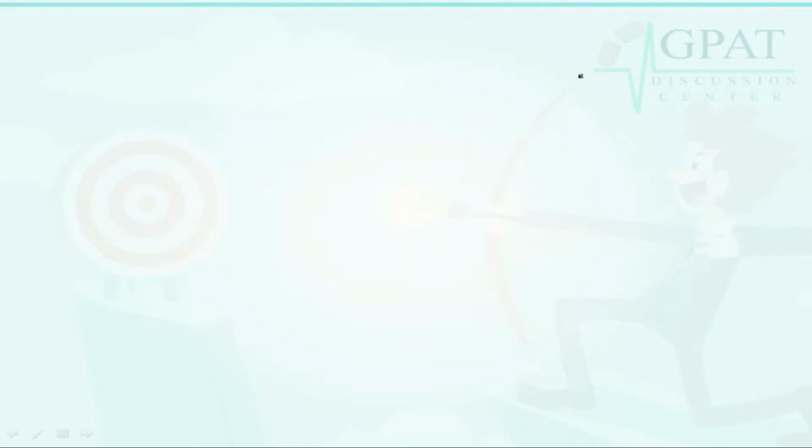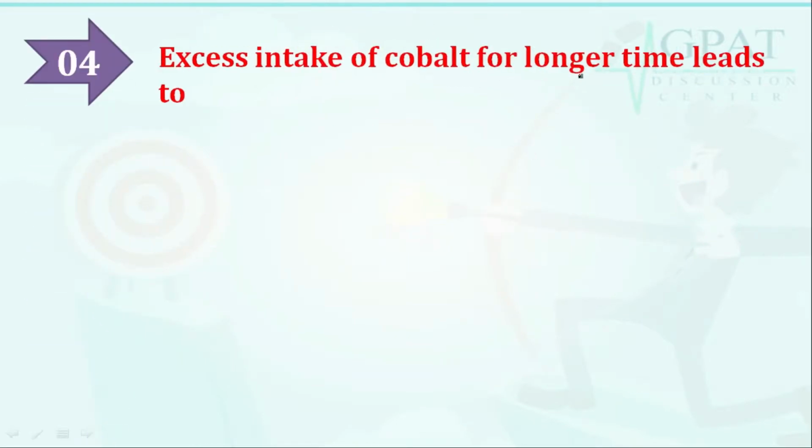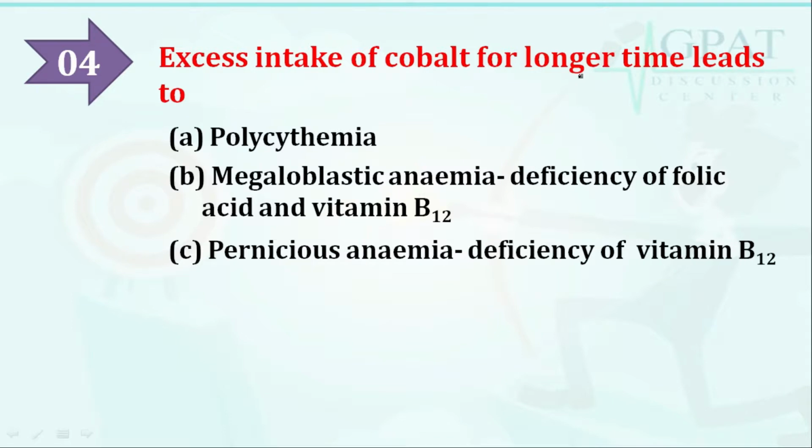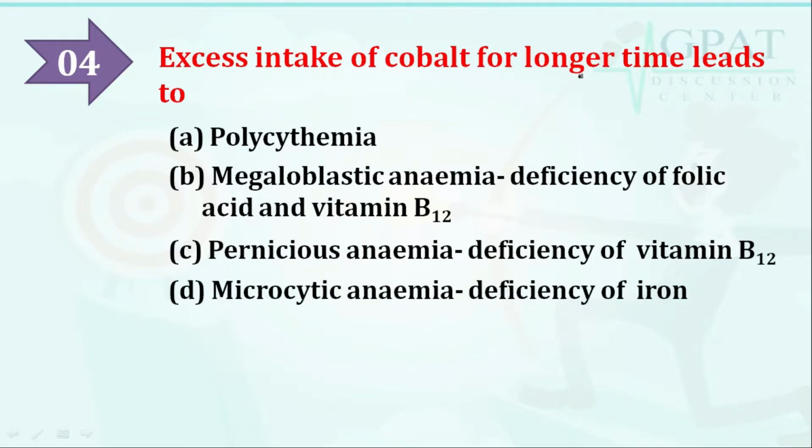So, moving on to the next question. Excess intake of cobalt for a longer time leads to: option A is polycythemia, option B is megaloblastic anemia, deficiency of folic acid and vitamin B12, option C is pernicious anemia, deficiency of vitamin B12, option D is microcytic anemia, deficiency of iron.